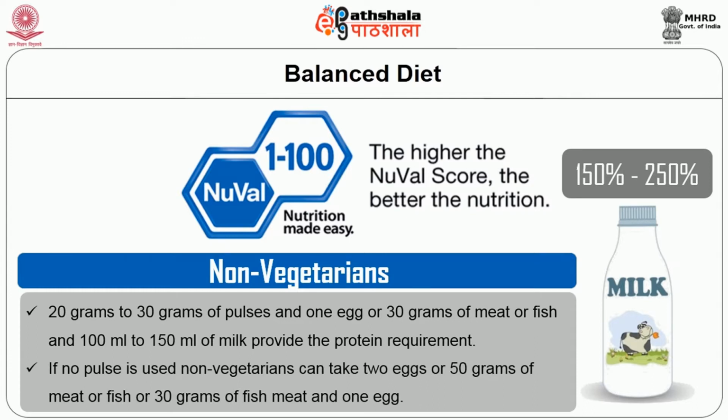Non-vegetarians can also take 2 eggs or 50 grams of meat or fish, 30 grams and 1 egg if no pulse is used in the non-vegetarian food items.